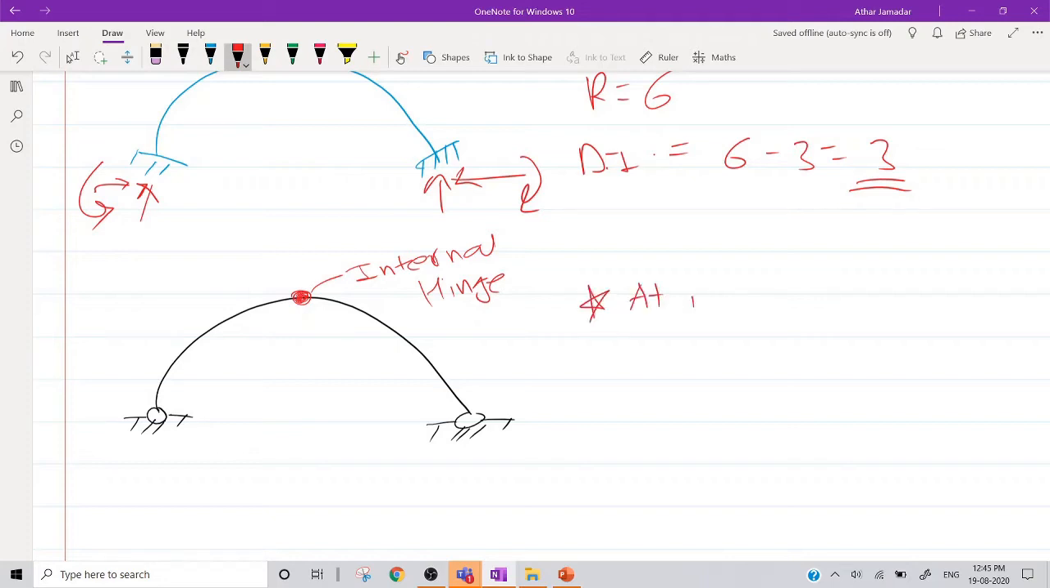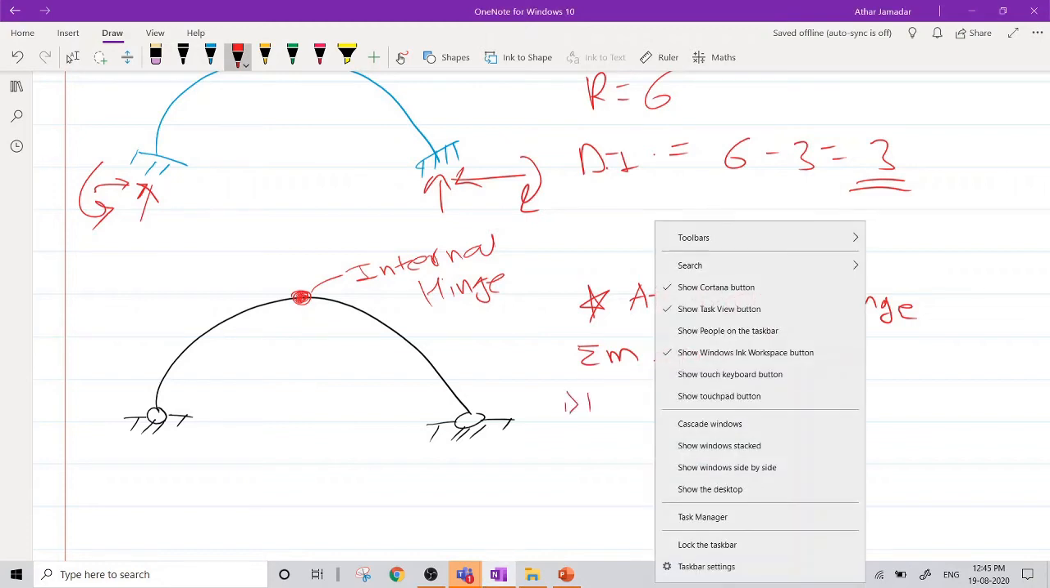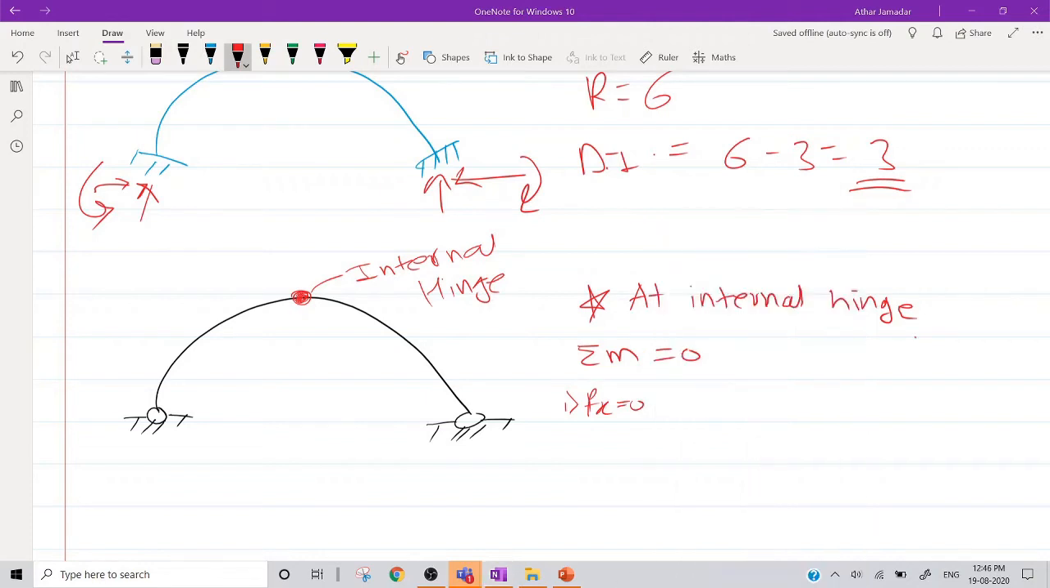At the internal hinge, summation of moment is equal to 0. So in addition, we have summation of moment at the internal hinge equal to 0. Initially we have three equilibrium conditions: summation of Fx is equal to 0, then summation of moments is equal to 0, which is at the supports only, and third, summation of Fy is equal to 0.